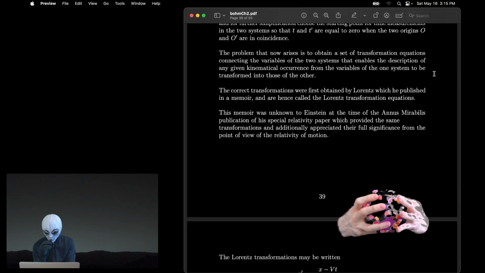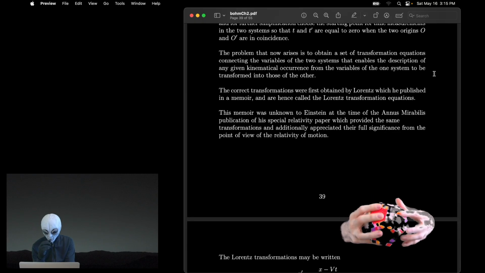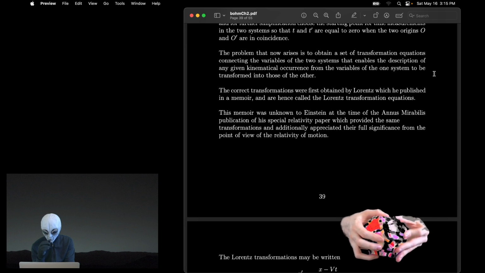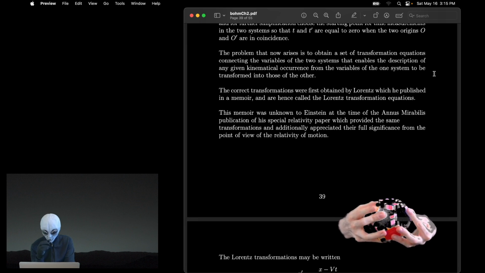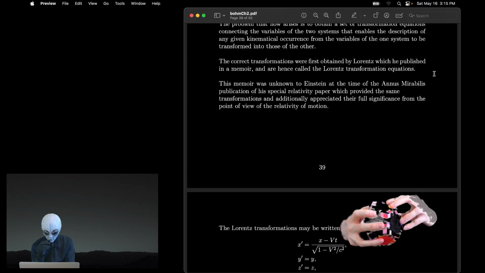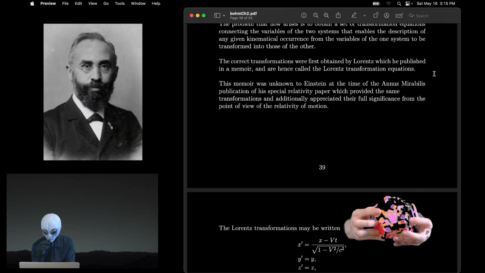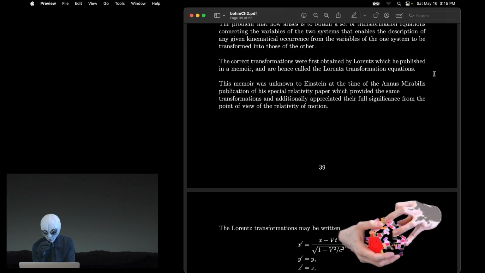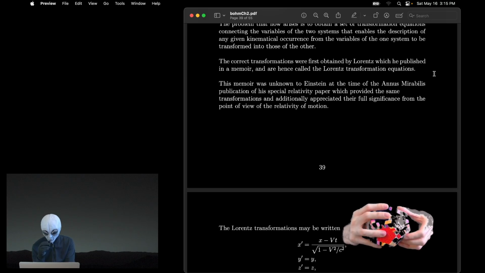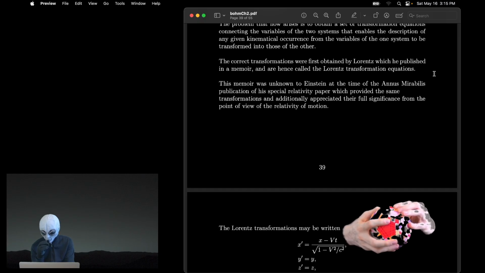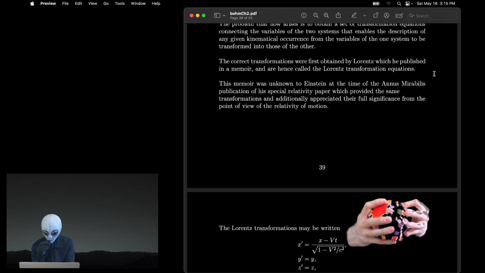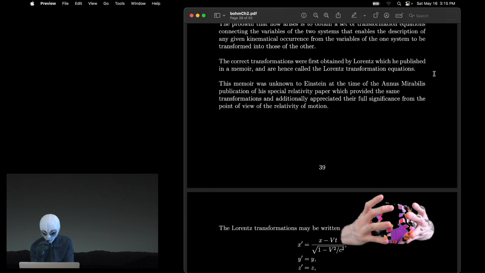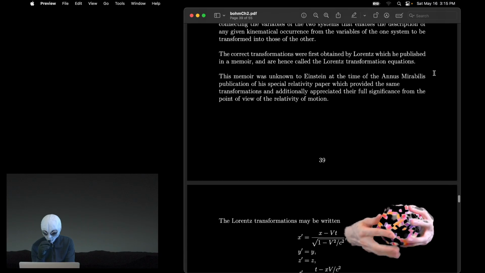The problem that now arises is to obtain a set of transformation equations connecting the variables of the two systems that enables the description of any given kinematical occurrence from the variables of the one system to be transformed into those of the other. The correct transformations were first obtained by Lorentz, which he published in a memoir, and are hence called the Lorentz Transformation Equations. This memoir was unknown to Einstein at the time of the Annus Mirabilis publication of his special relativity paper, which provided the same transformations and additionally appreciated their full significance from the point of view of the relativity of motion.